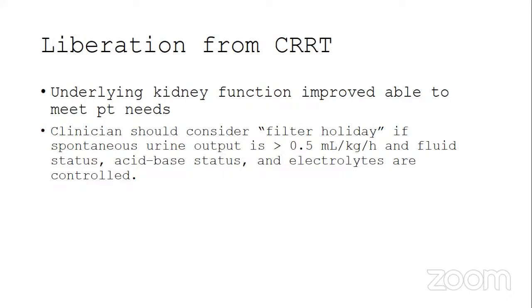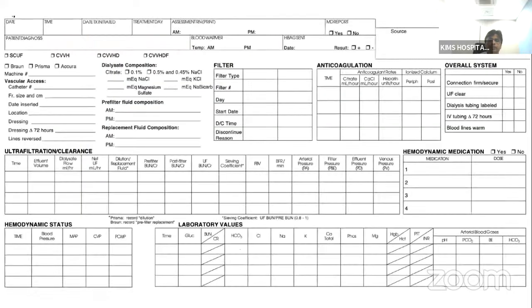Whenever the underlying kidney function starts improving, one can consider liberation from CRRT. The treating clinician can give a filter holiday if the urine output is greater than 0.5 ml per kg per hour, and the fluid as well as acid base and electrolyte imbalances are corrected prior to the filter holiday. Coming to the monitoring, the following things have to be monitored whenever we start CRRT in children.